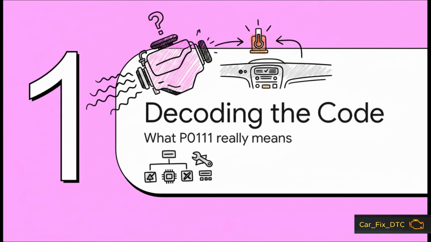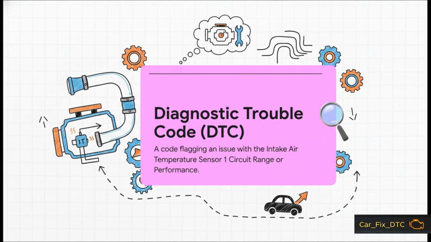Okay, first things first. Before we can fix anything, we've got to understand the message. What is your car actually trying to tell you with this P0111 code? P0111 is what's called a diagnostic trouble code, or DTC for short. Think of it as a specific text message from your car's computer. And this particular message says there's a problem with the intake air temperature sensor. Basically, your engine isn't getting a good read on how hot or cold the air is that it's breathing in.